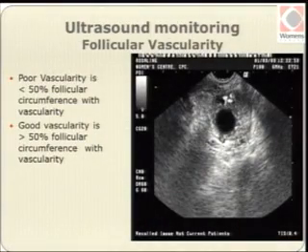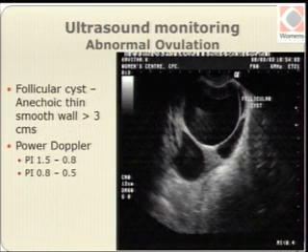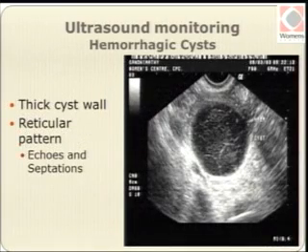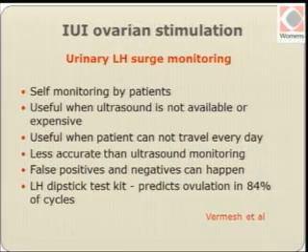Follicular vascularity might help you with your timing as well. An anechoic thin smooth wall says that something not right has happened. That's a corpus luteum cyst with a solid mesh-like area in between. Thick cyst wall and reticular pattern in a hemorrhagic cyst. Urinary LH surge may be used for monitoring these ovulation inductions, but it's not as accurate, not as beneficial as ultrasound for predicting.